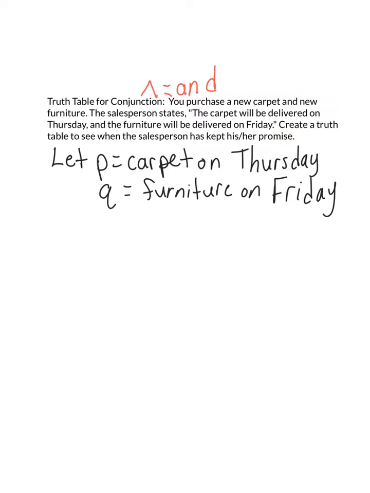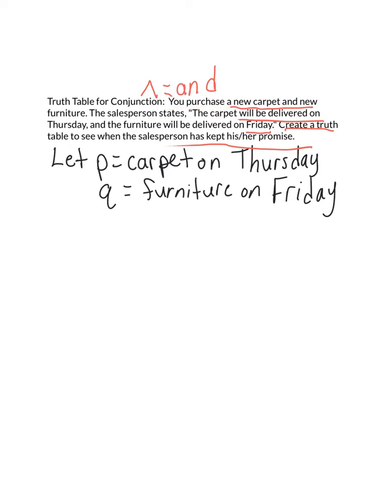As our example, to see what's going to happen with the word and inside a truth table, it says you purchase a new carpet and new furniture. The salesperson states, quote, the carpet will be delivered on Thursday and the furniture will be delivered on Friday. Create a truth table to see when the salesperson has kept his or her promise.